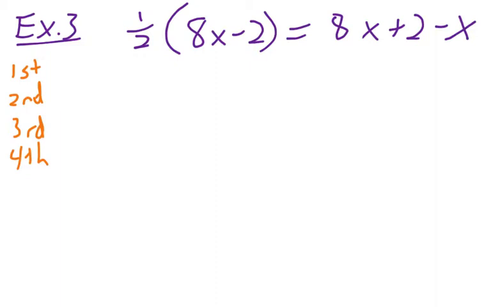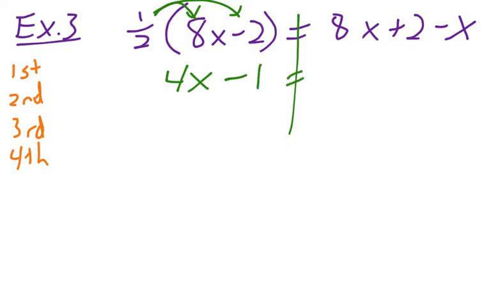Alright, we're going to simplify each side. So I'm going to distribute on the left side. So 1/2 times 8x and 1/2 times negative 2. When you're multiplying by a half, all you're doing is taking half of that number. So what's 1/2 of 8? That would be 4x. What's 1/2 of negative 2? Well, half of 2 is 1, so that's a negative 1.